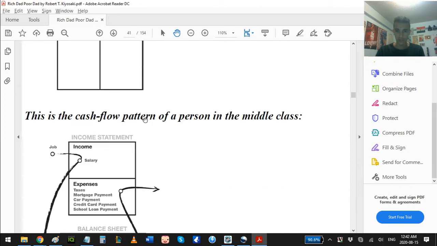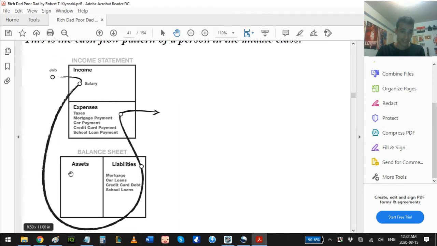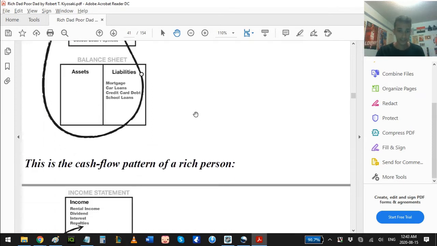That's the poor person. Let's see the middle class person. This is where most people fit. They have their job, they get paid their salary, and then they end up getting liabilities, and see here how they have no assets, right? There are no stocks, no real estate or bonds or anything. They only have their mortgage, car loans, credit card debt, school loans, and that makes up their expenses. So taxes, mortgage payment from the mortgage, car payment from the car loan, and so on. You see here they don't really have any assets. So how are they ever going to get ahead? There's nothing putting money in their pocket. There's just stuff taking money out of their pocket. Not ideal, right?